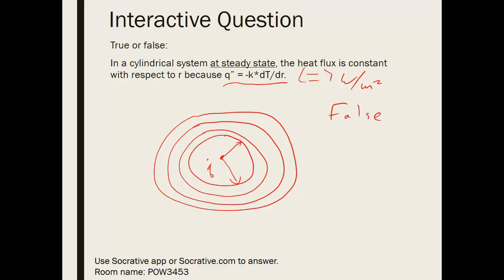Another way to think about this is that if we have uniform heat generated inside of our cylinder, inside of our tube wall, that heat is going to be encountering a larger and larger cross-sectional area as it conducts outward. So each of these circles gets bigger and bigger in terms of surface area, so that heat is dissipated as it goes out, so our flux gets lower and lower. So that answer is false.